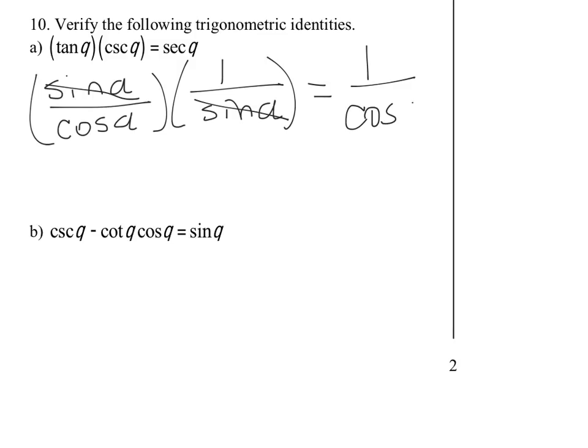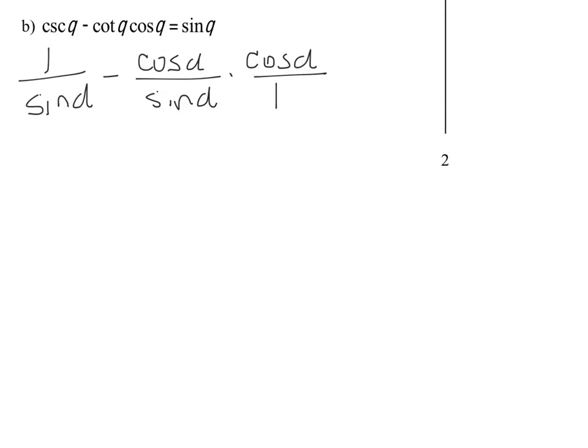Well, if I look at my identities, I know that 1 over cosine alpha is the same thing as secant alpha, and it's verified. Now for problem B, this one's a little more complicated because we have a little more going on. So I'm going to go ahead and break this out. Notice that I'm only working with one side of my equation. I'm going to leave sine alpha alone.